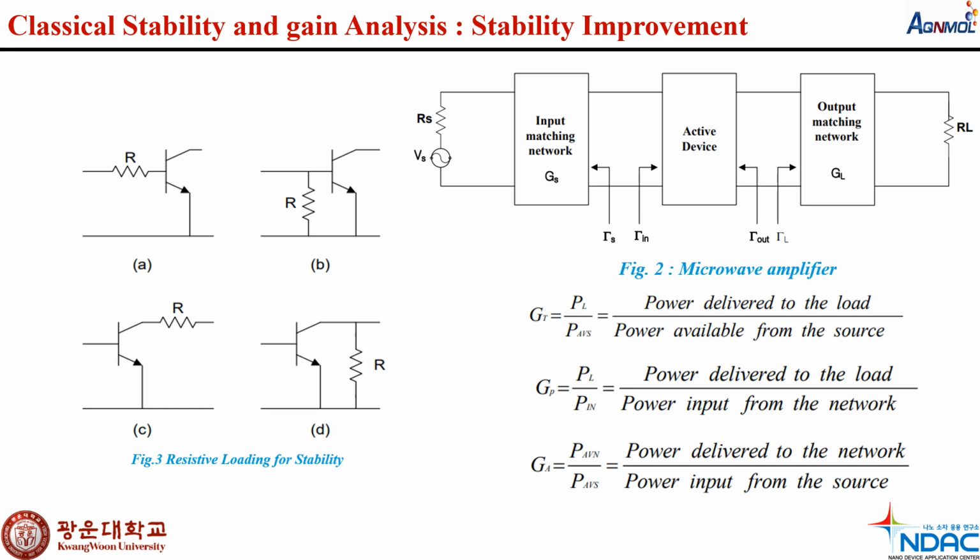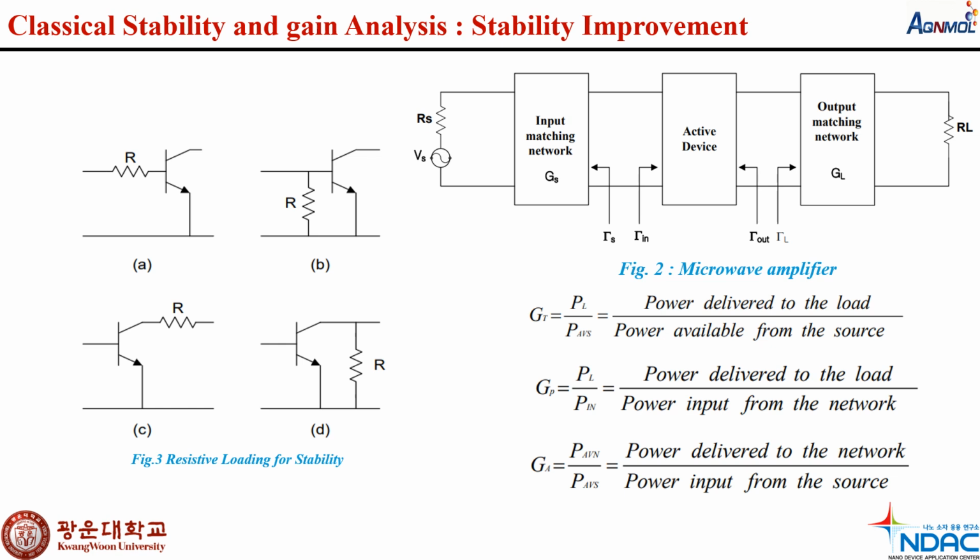We can also call it operational power gain, and after that we can see the available power gain. It is also called GA. Figure number 2 illustrates a general microwave amplifier, showing how these gains can be calculated using S parameters or reflection coefficients.